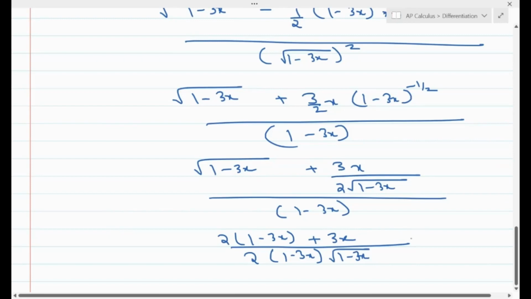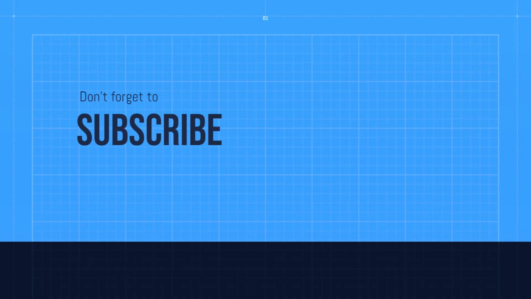So you can just leave it as 2 minus 6x plus 3x. So 2 minus 3x divided by 2 times of 1 minus 3x. And if you want, you can combine the powers. So this becomes 3 by 2.